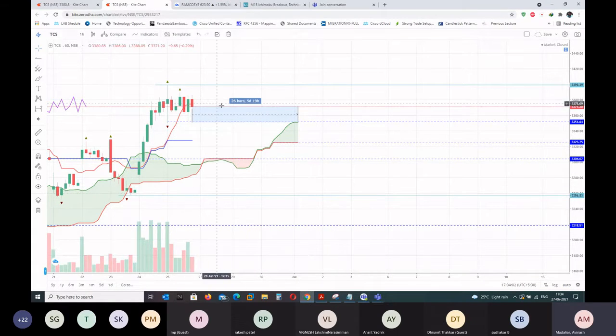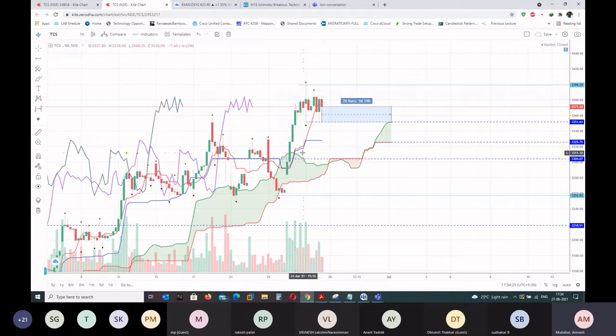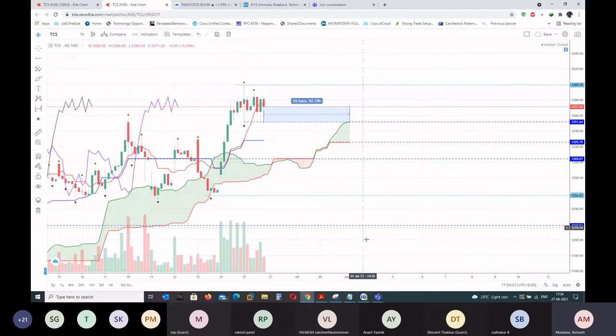In future, let's suppose after 26 hours, this is on the 1 hour chart, the price will be somewhere around here. If it continues to stay around here, then support will be at 3325. So you'll see some kind of support being taken at this level. So that's Senkou span B.